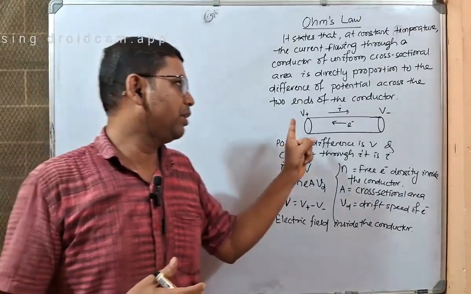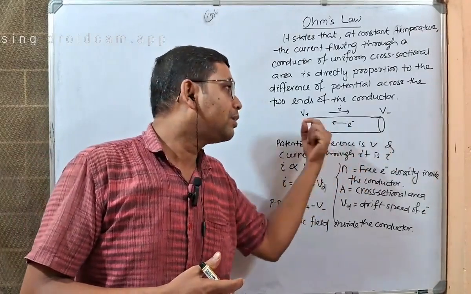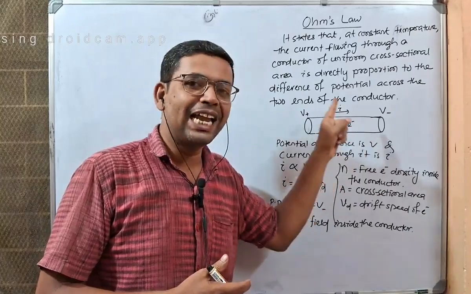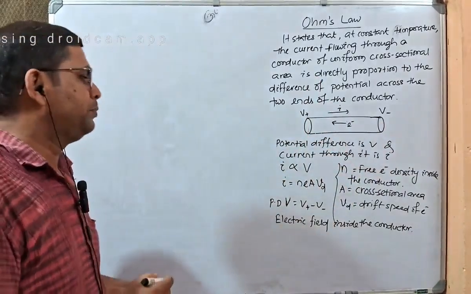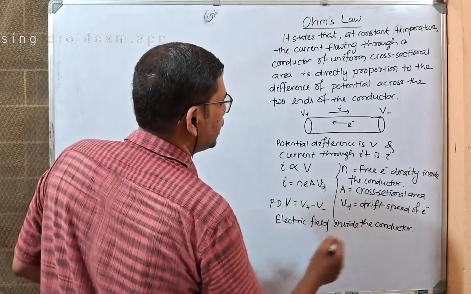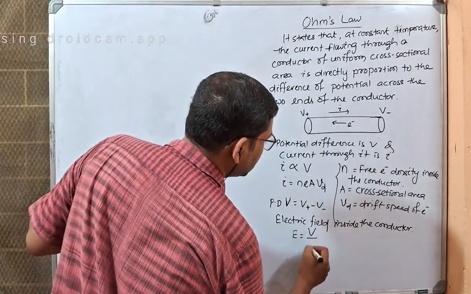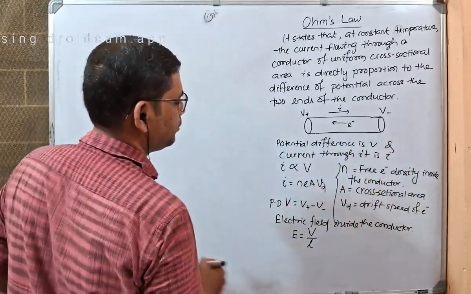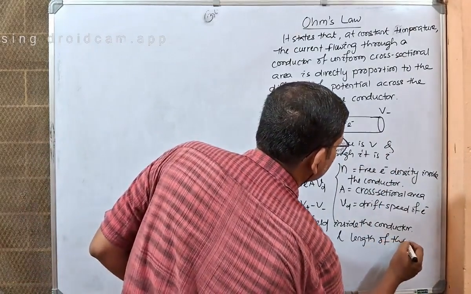That is different. But here we are applying a potential difference, so electrons have to move. Electrons will always experience an electric field. That means the electric field is always present inside the conductor as long as the potential difference is maintained. So the electric field inside the conductor is uniform. We can write E equals potential difference divided by length, E = V/L, where L is the length of the conductor.